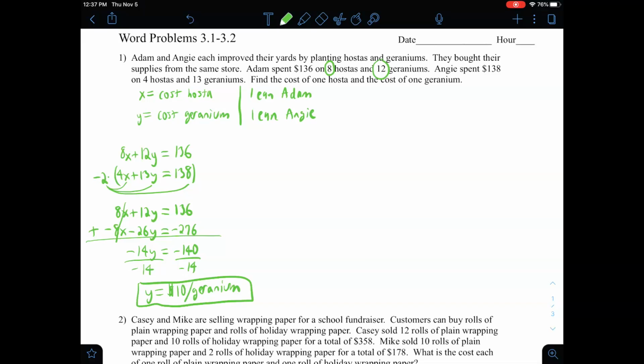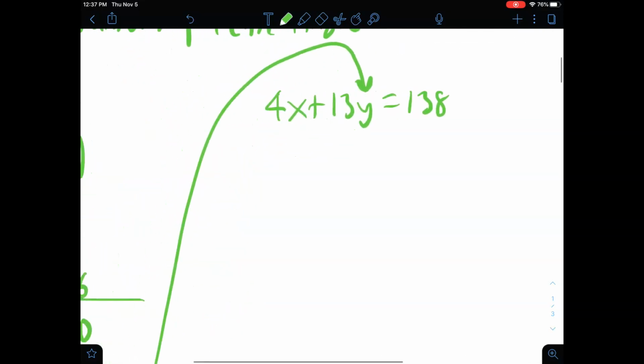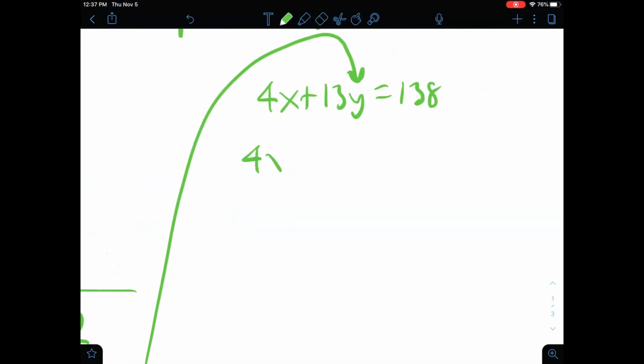So we've got to solve for x by plugging into one of the original equations. I'm going to plug into the 4x plus 13y equals 138. I'm going to take this 10 and plug it in for y because y equals that. So I got 4x plus 13 times 10 equals 138. 13 times 10 is 130.